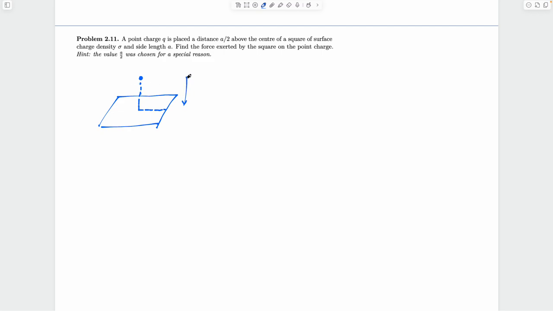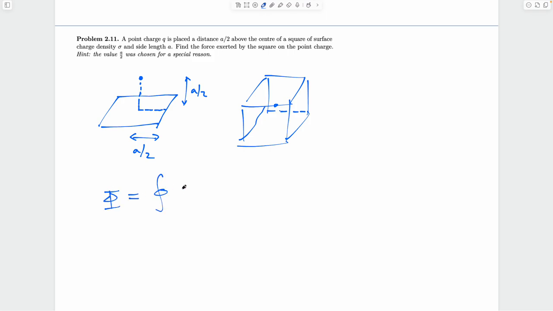Most importantly, this is A over 2, and this is also A over 2. And as the hint suggests, this is because the charge is right in the middle of a cube. So if you imagine a full cube, it's right in the center, basically. And this is useful because we can use the idea of flux. Recall flux is E dot dA.